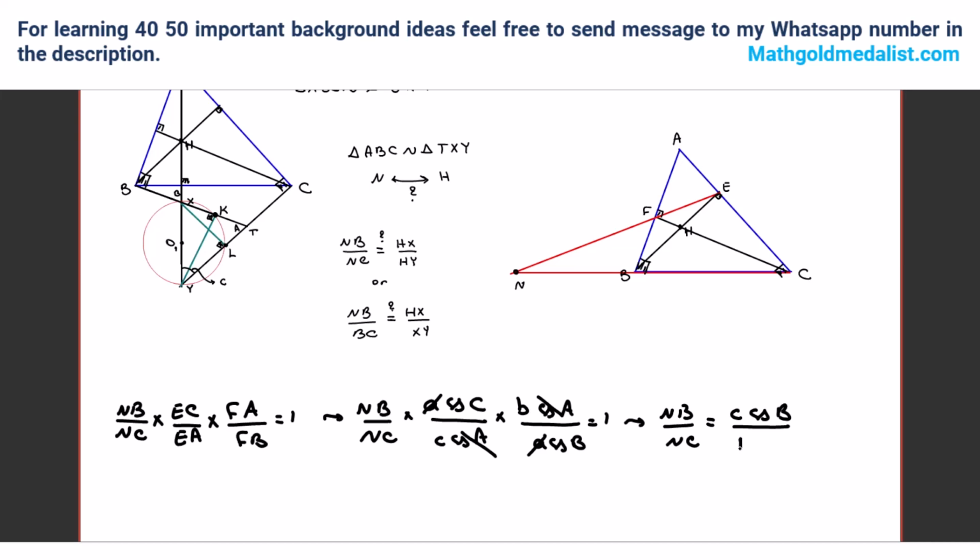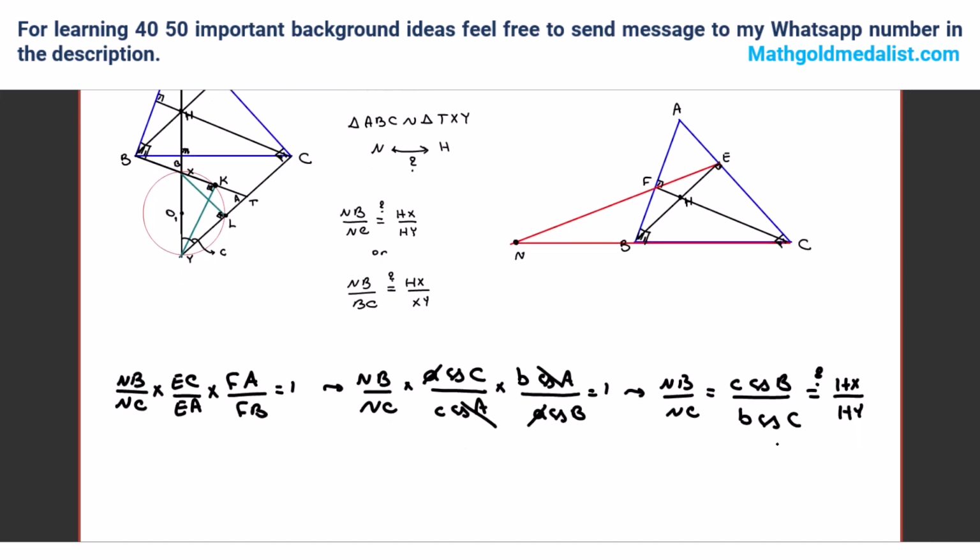B cosine C. Okay, now we should prove why this one is also equal to HX over HY. Yes. It's because C cosine B over B cosine C is equal to DB over DC, where D is the foot of the perpendicular from A to BC.